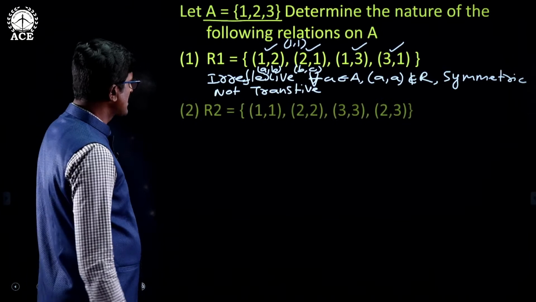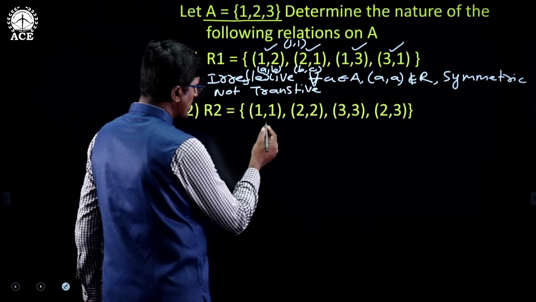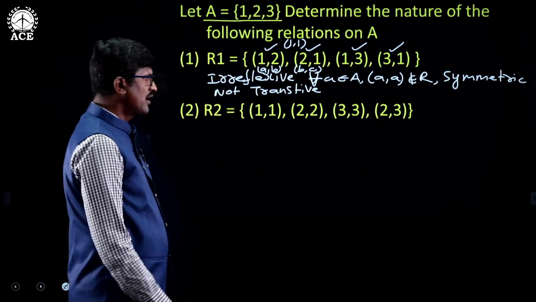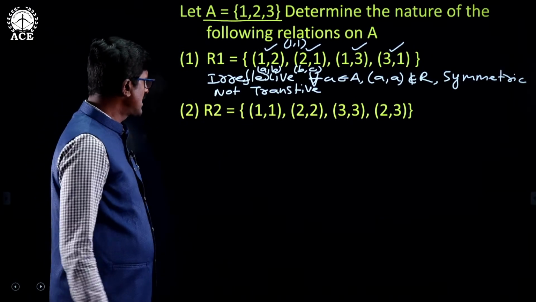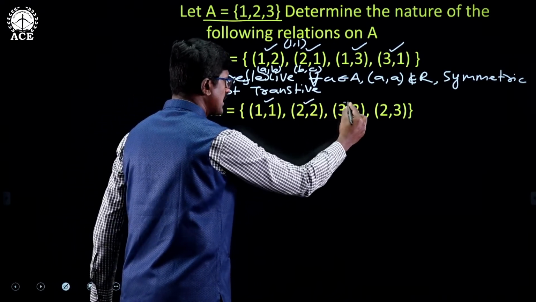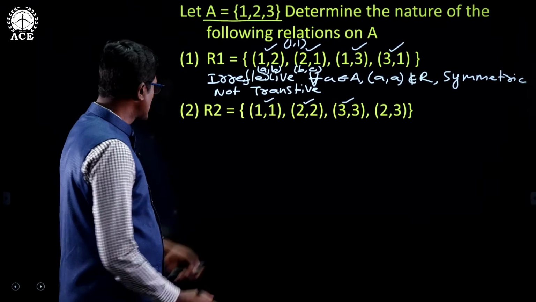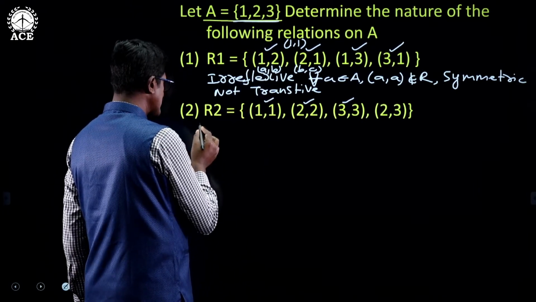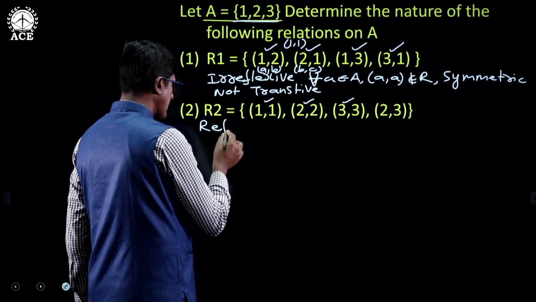Now I'll see the next example. R2 is equal to {(1,1), (2,2), (3,3), (2,3)}. If you observe this relation, there is (1,1), there is (2,2), there is (3,3). Therefore, this is a reflexive relation. For all elements in set A, there is a mapping to itself.